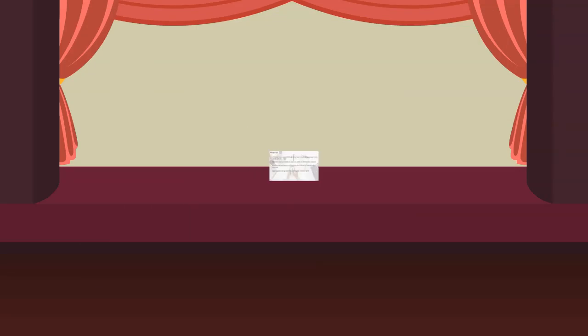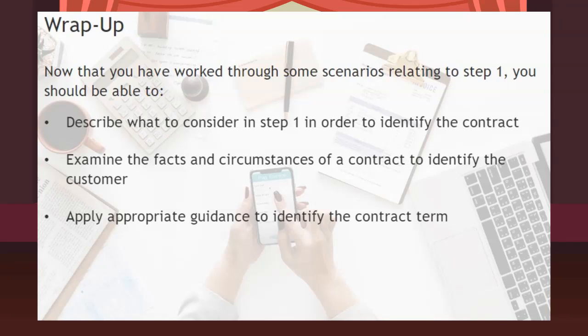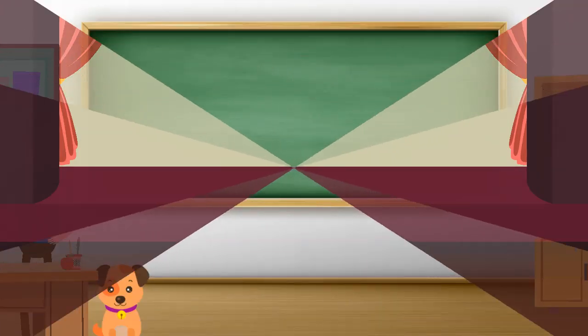Now that you have worked through some scenarios relating to Step 1, you should be able to describe what to consider in Step 1 in order to identify the contract, examine the facts and circumstances of a contract to identify the customer, and apply appropriate guidance to identify the contract term. So let's wrap up there.